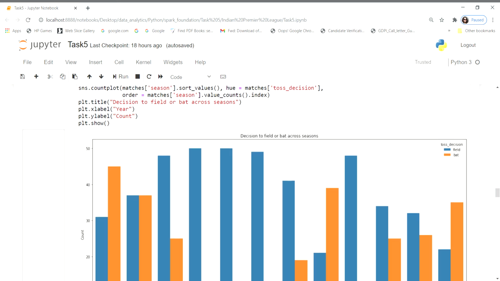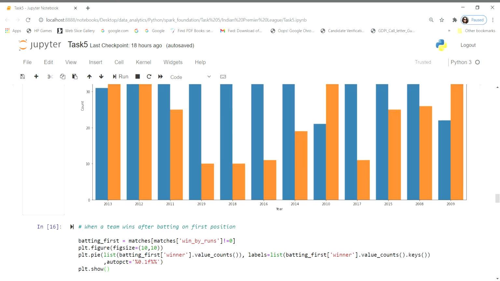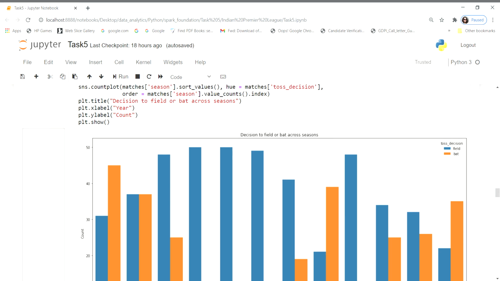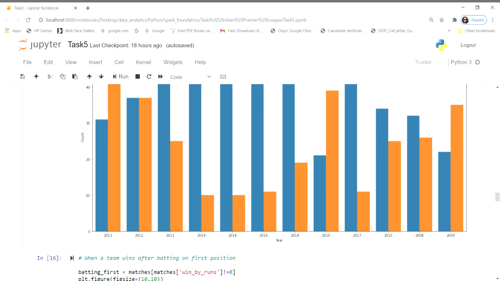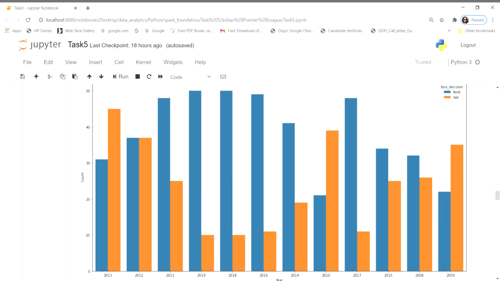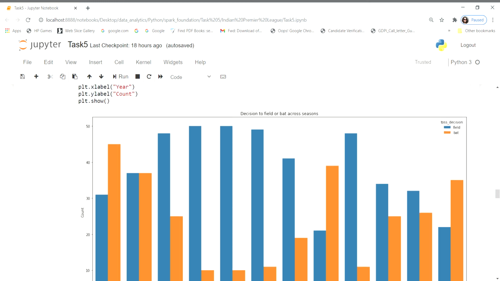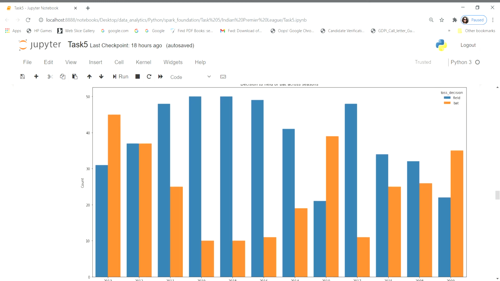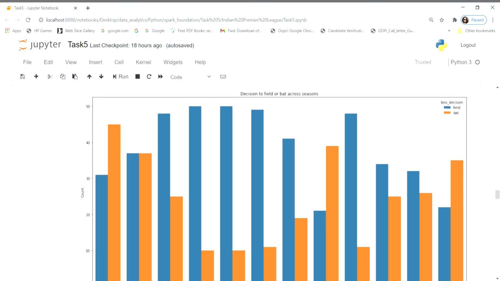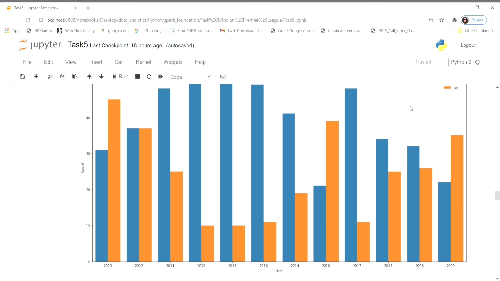By winning the toss, in which year was fielding and batting chosen the most? Batting was chosen most in the year 2013, and least in the years 2019 and 2018. Fielding was chosen most in the year 2019 and least in the year 2010.